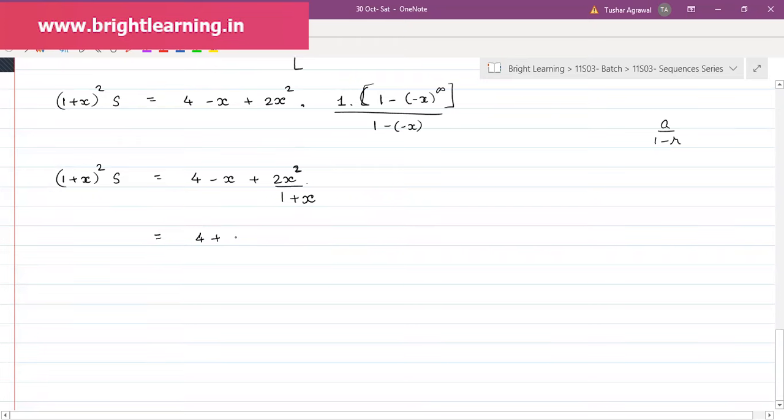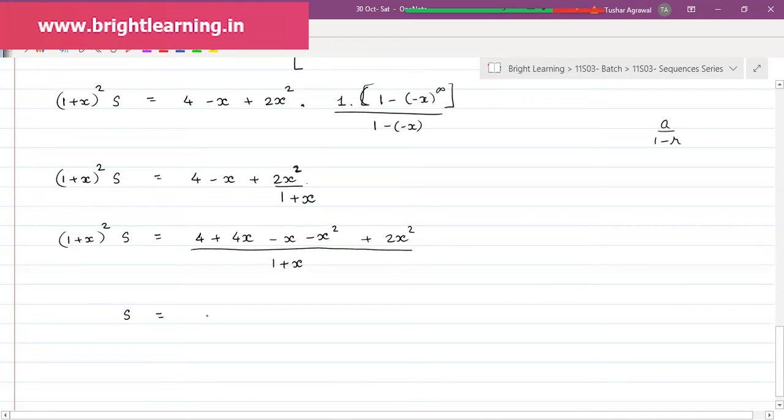So it is 4 plus 4x minus x square plus 2x square, divided by 1 plus x, is equal to 1 plus x. So s will be equal to negative x square plus 2x square, which comes out to be x square plus 3x plus 4. And this complete division by 1 plus x whole cube. This will be the answer.